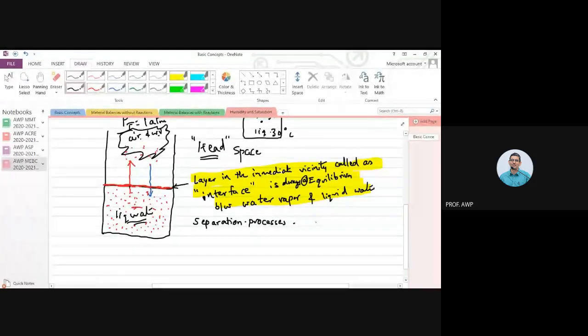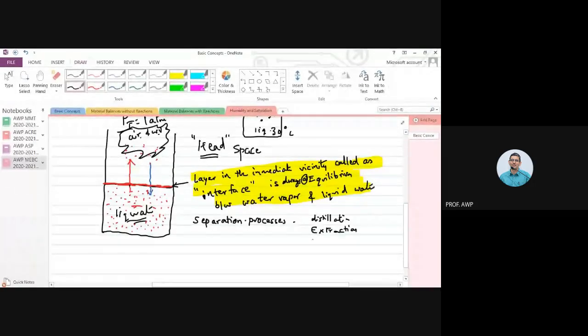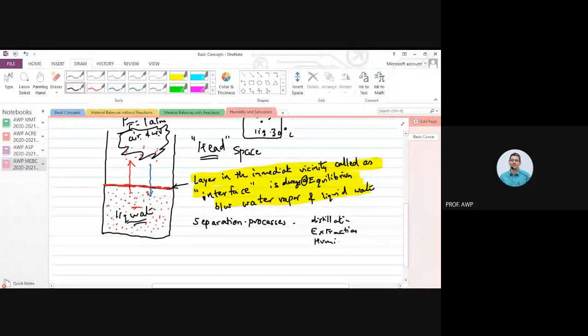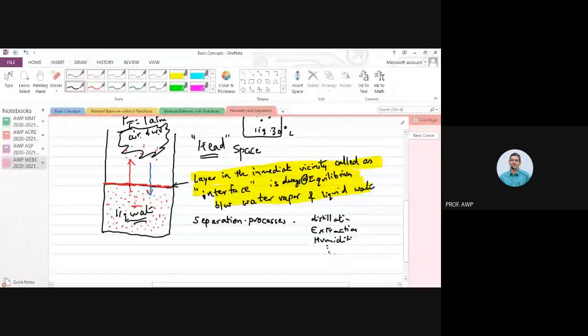Separation processes like distillation, extraction, humidification, dehumidification, all these concepts you will come across in your second year and third year. All of them we are going to take help of this principle, that the interface is always at equilibrium between the water vapor and the liquid water.